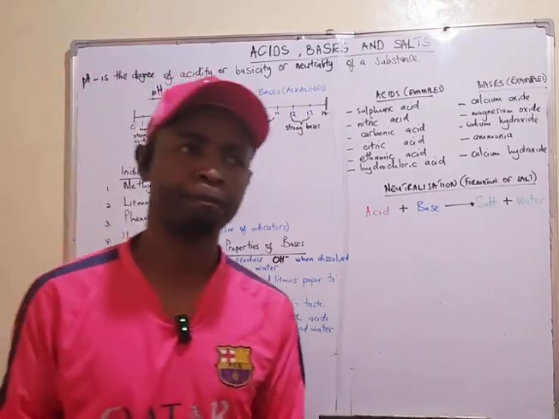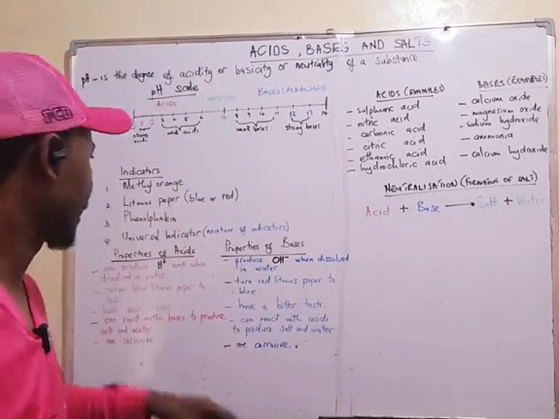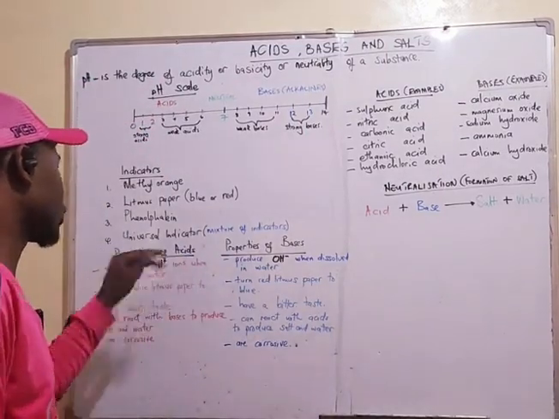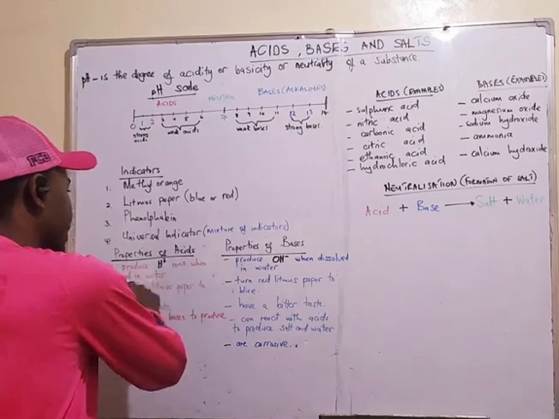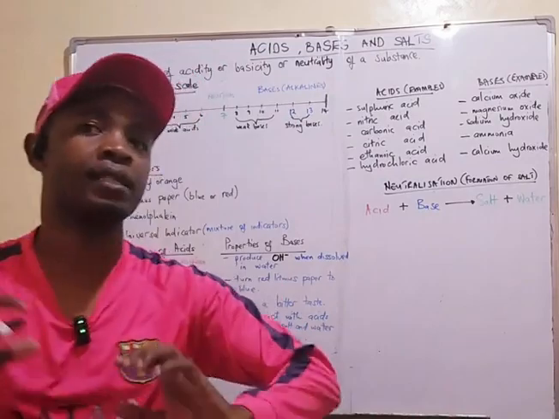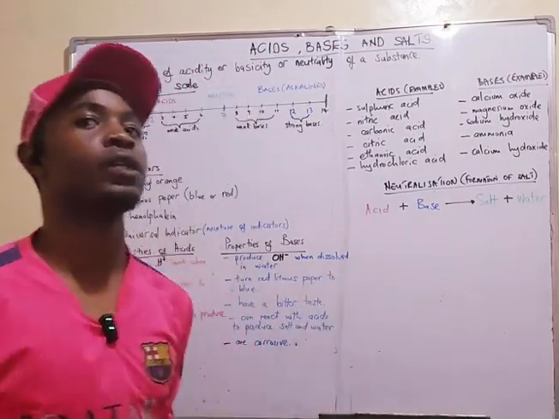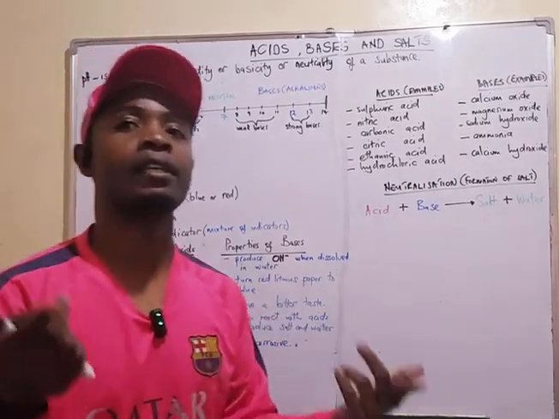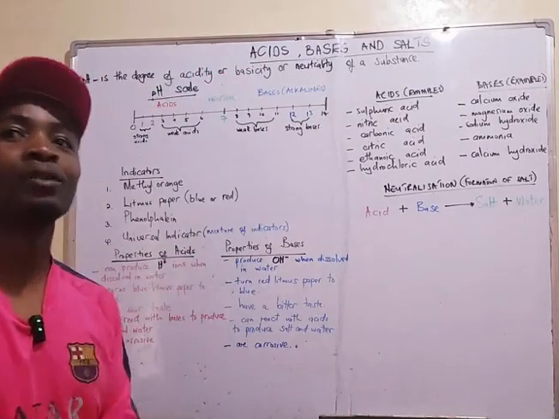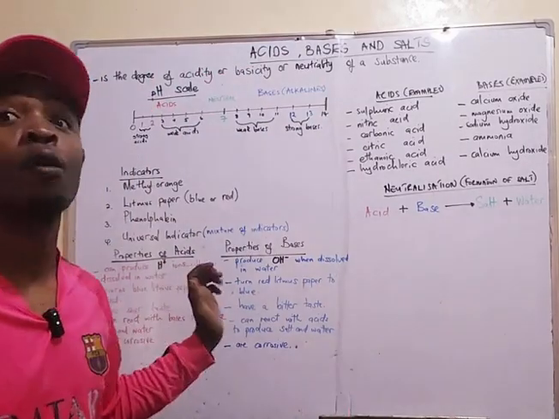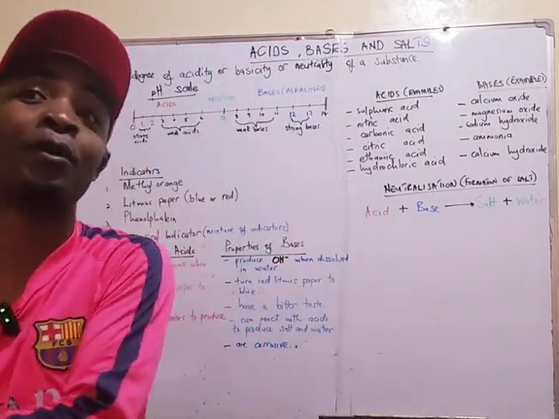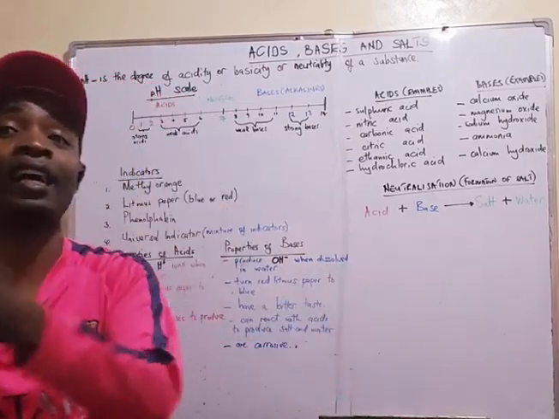The difference is clear. It's all about their behavior when we add them to water. I've said that acids can produce what we call hydrogen ions when dissolved in water. Meaning if you take an acidic substance and pour it in water, it can ionize, or it can produce a hydrogen ion. So this is the behavior of the acids. All acids produce hydrogen ions.